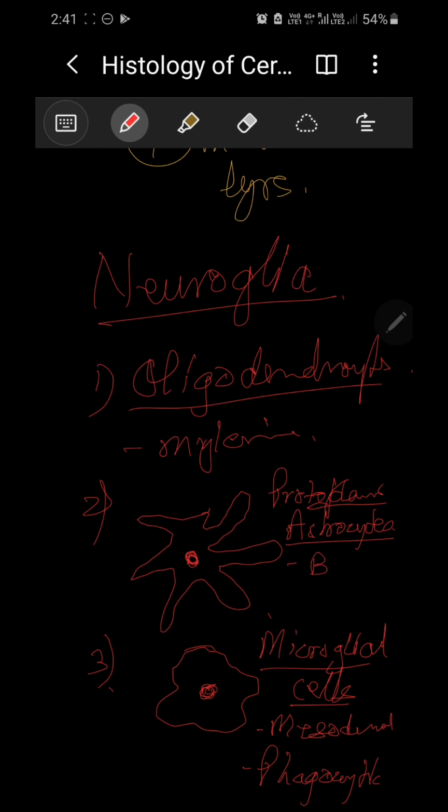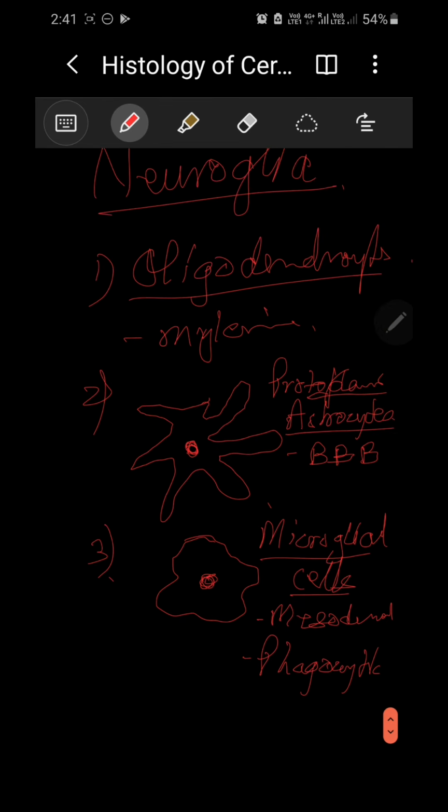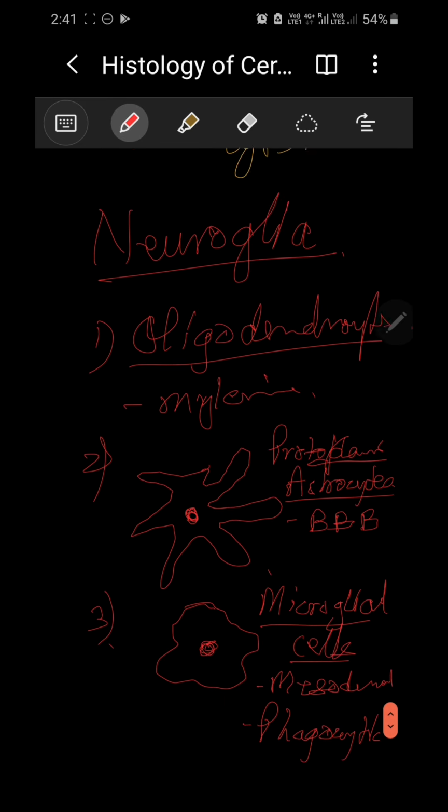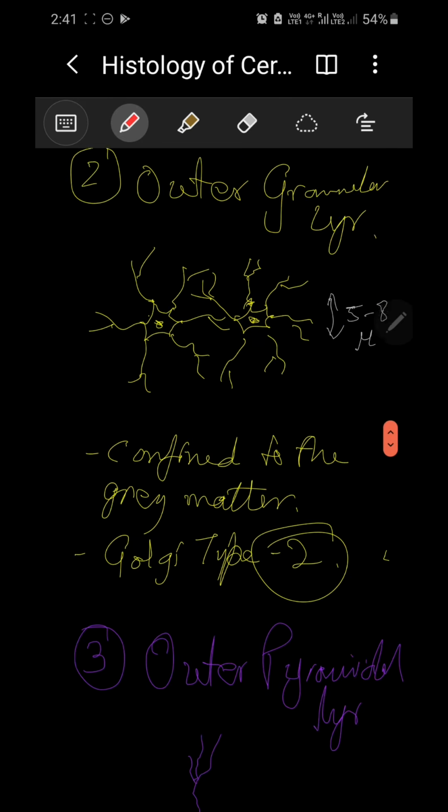While protoplasmic astrocytes, what do they do? They surround those blood vessels to form the blood-brain barrier. I have drawn so many capillaries in all the layers, so they surround these capillaries to form the blood-brain barrier, the protoplasmic astrocytes, and also they are nutritive in function. Okay, so that was about the glial tissue in the cerebral cortex.